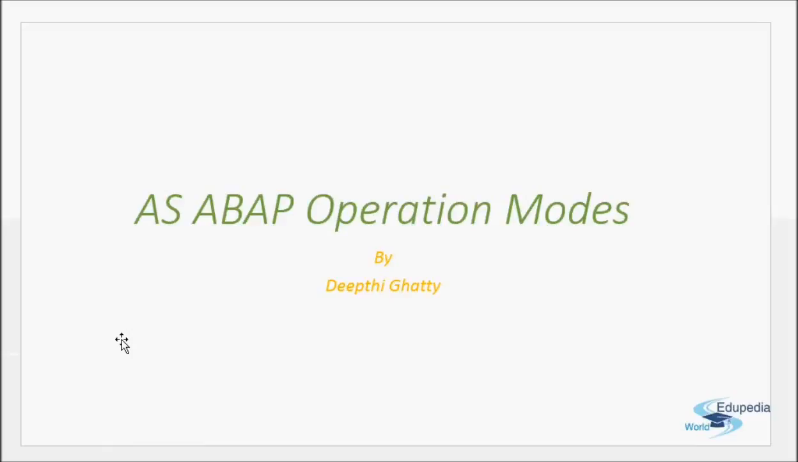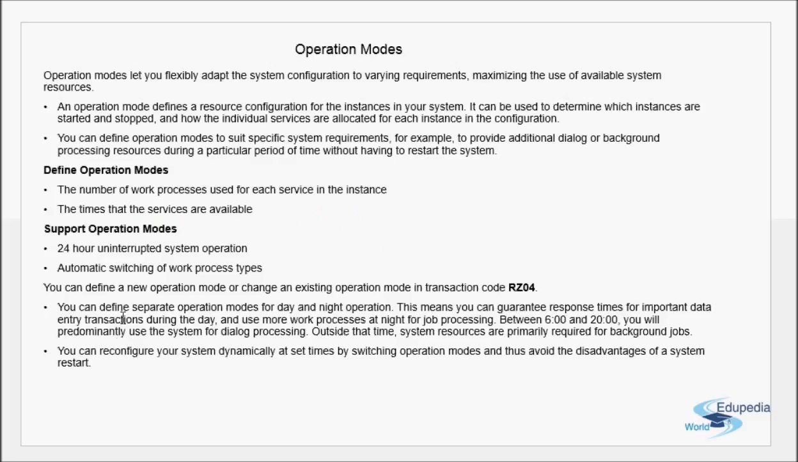So in this video, we learn about the operation modes in an ABAP application server. Operation modes let you flexibly adapt the system configuration to varying requirements, maximizing the use of available system resources. So in the last video, we have learned about logon groups which are configured using SMLG transaction.